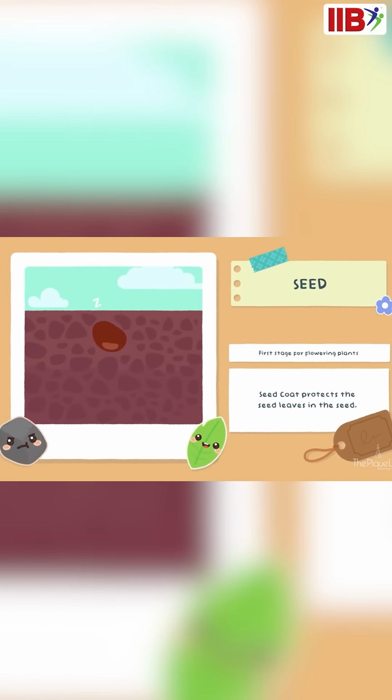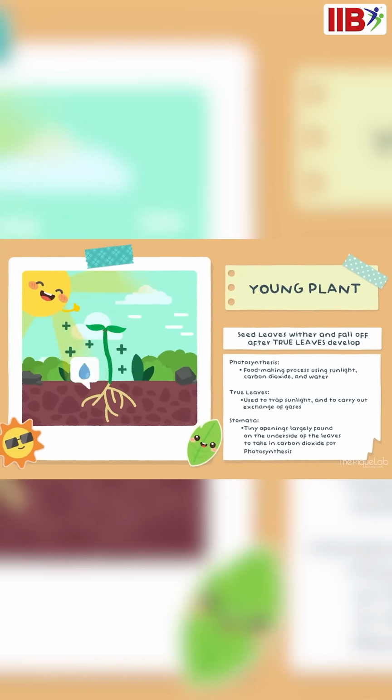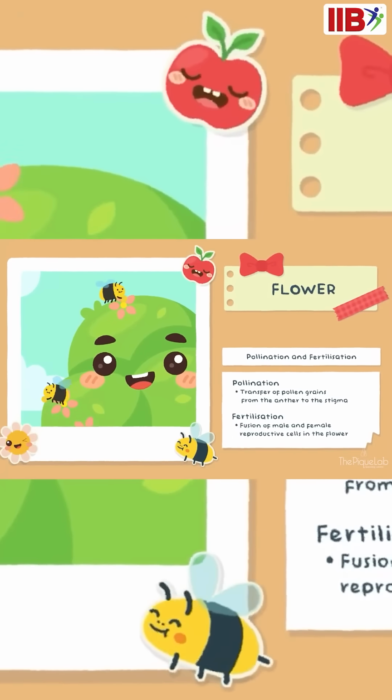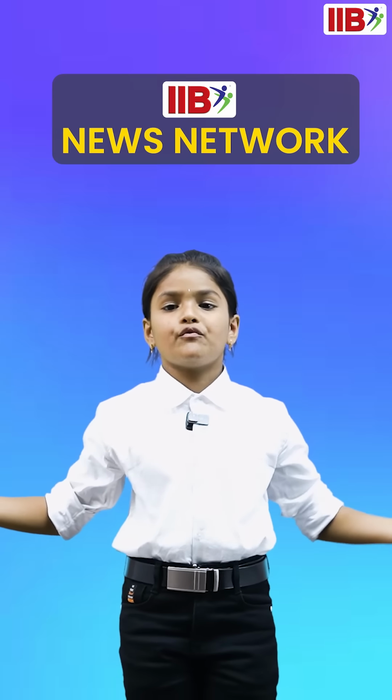First, seed. Second, germination and seedling. Third, growing to maturity. Fourth, flowering, pollinating and seedling. Fifth, seed dispersion. Let's come to the process of photosynthesis.